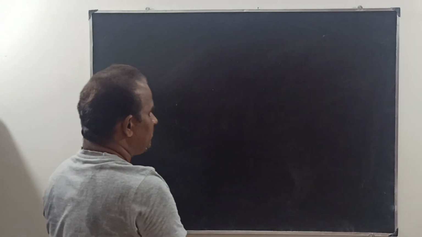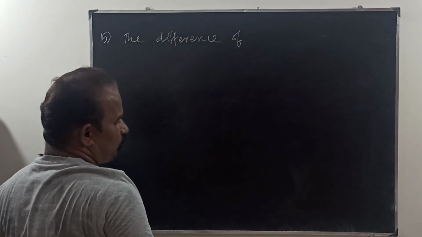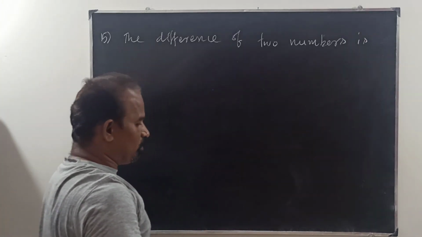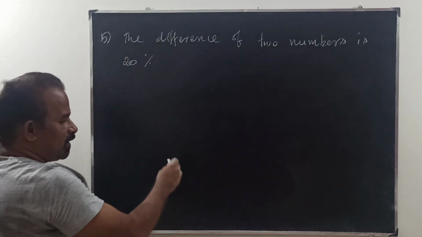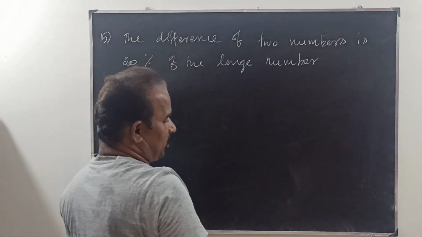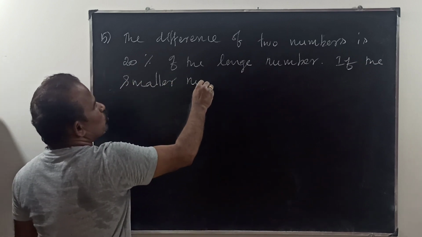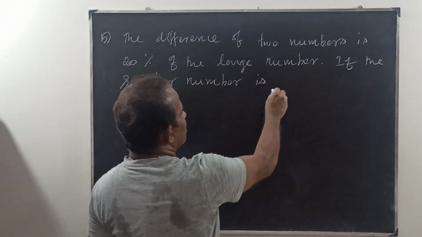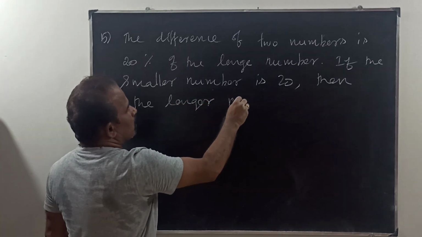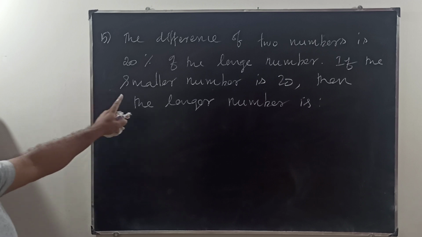Question number 15 is, the difference of two numbers is 20% of the larger number. If the smaller number is 20, then the larger number is what? The difference of two numbers is 20% of the larger number.